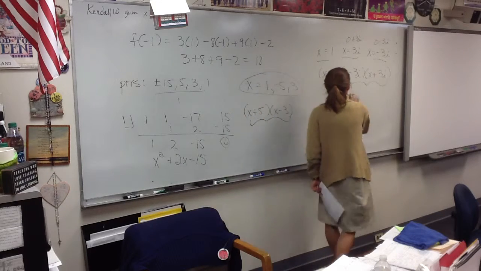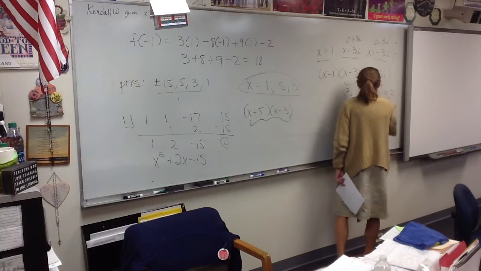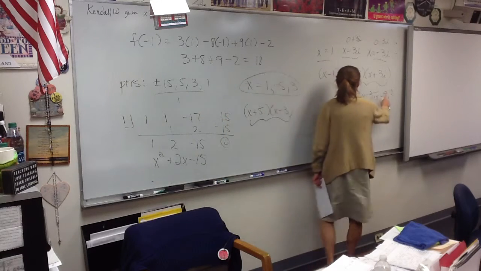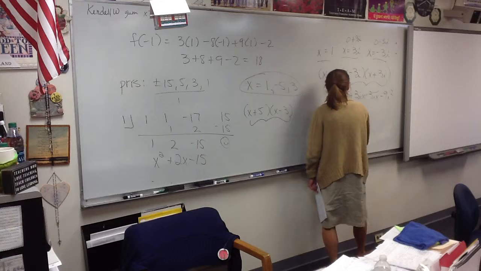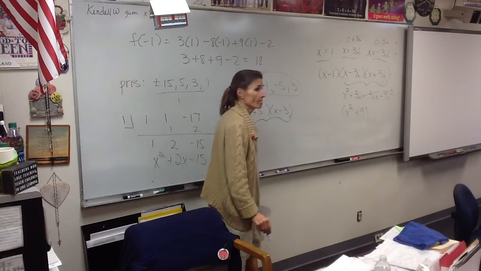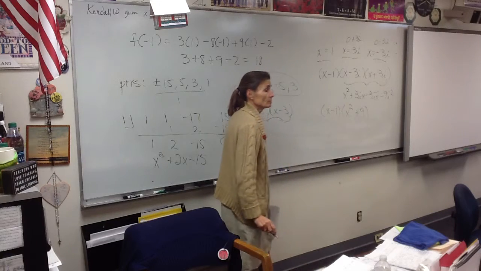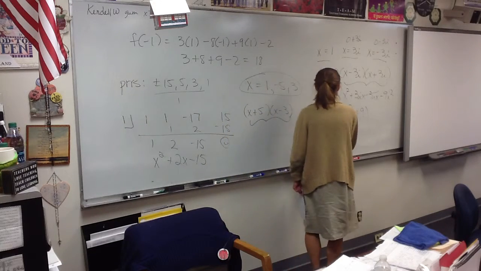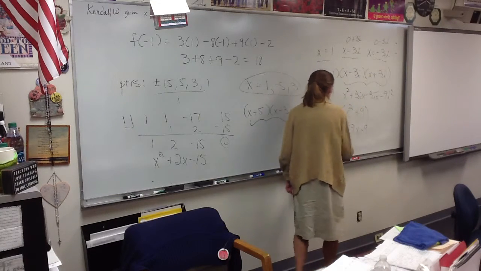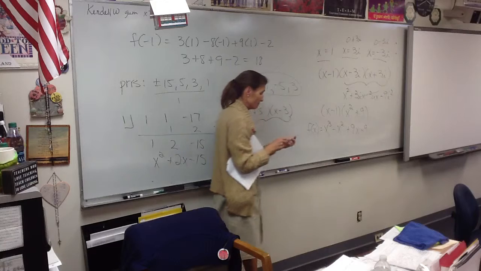So when I FOIL, those cancel, of course, that's what it means to be conjugates. And then you got to remember what's i squared. So this becomes x squared plus 9, which still needs to be multiplied by the x minus 1. And there is your polynomial that has these as roots.